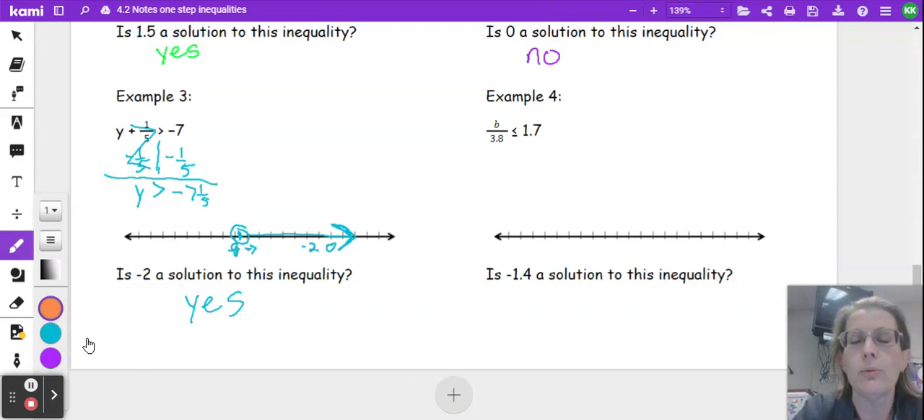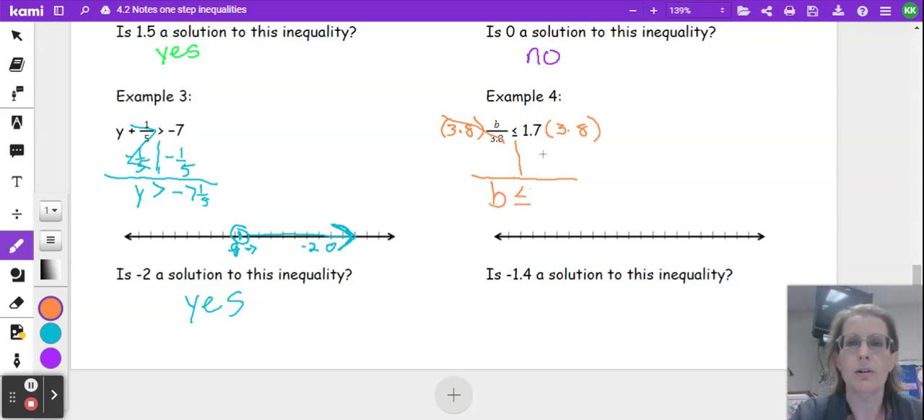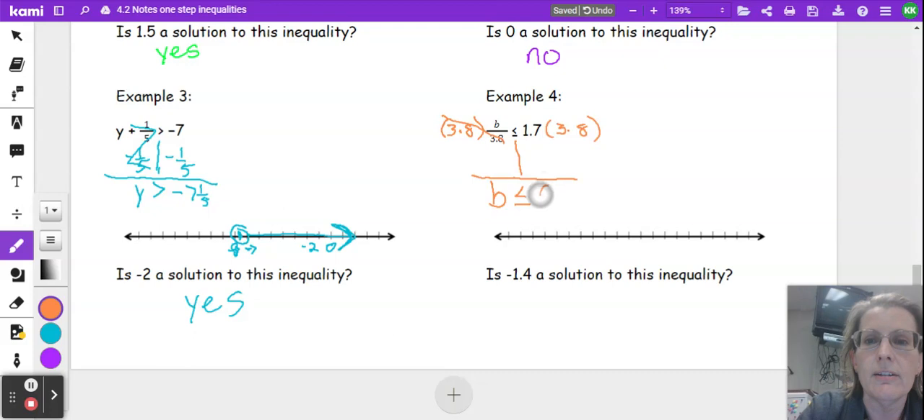And then the last one. B divided by 3.8 is less than or equal to 1.7. So I draw my inequality symbol. I find my variable, which is B. I find what I'm doing, that's divide by 3.8. So I'm going to multiply to cancel out division. So I multiply both sides by 3.8. Remember that turns into a 1, so we get B. Bring down the inequality symbol. And then 1.7 times 3.8, we're going to get 6.46.